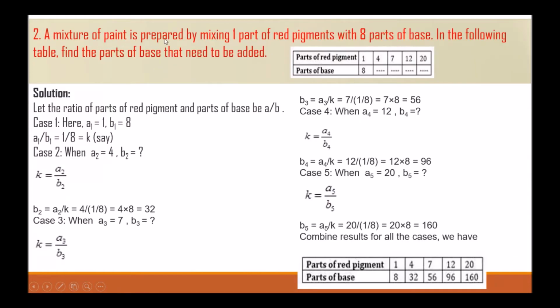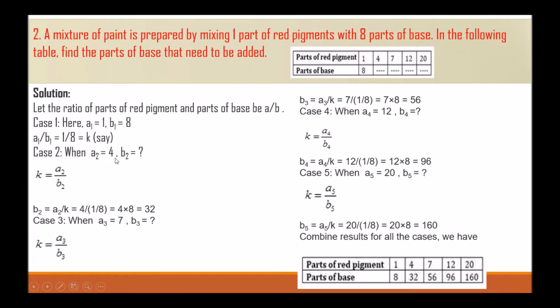Second question. A mixture of paint is prepared by mixing 1 part of red pigment with 8 parts of base. In the following table, find the parts of base that need to be added. So, parts of red pigment are 1, 4, 7, 12, 20, and parts of base we have to find. Let the ratio of parts of red pigment and parts of base be A upon B. Case 1: here A1 is 1, B1 is 8. So A1 upon B1 equals 1 upon 8 equals K.